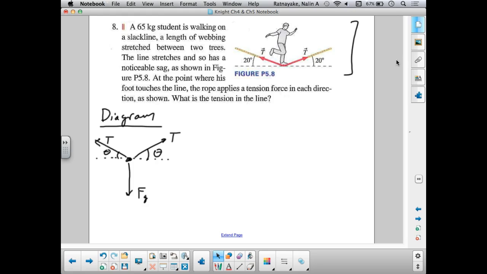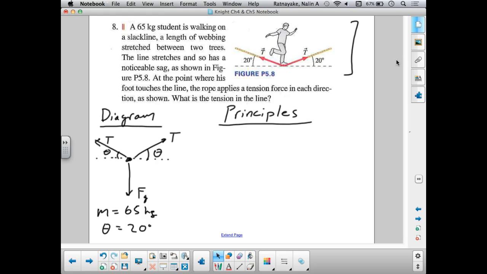So I'm going to write that under here with my knowns. I know the mass of the student is 65 kilograms, and I know that this angle is 20 degrees. Okay, so this is my problem setup. The next thing I want to do is write principles. What are some principles that are going to help me here?